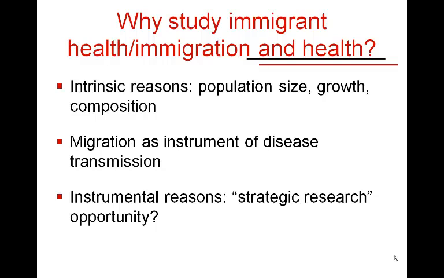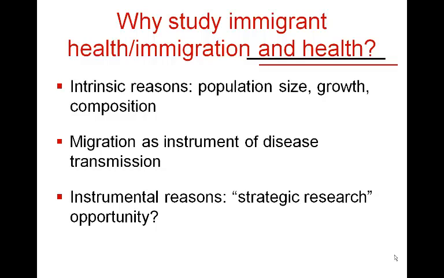So just by virtue of the numbers and the growth in this population, it merits study in terms of understanding how the population health of this group compares to the health of native-born populations. We also have a lot of history of looking at migration as an important instrument of disease transmission, and migrants specifically as, in the more pejorative sense, vectors of disease. This is a historic concern. It's obviously been incorporated historically into the policies with respect to allowing immigrants to come into the country or being quarantined or sent back based on their health status.